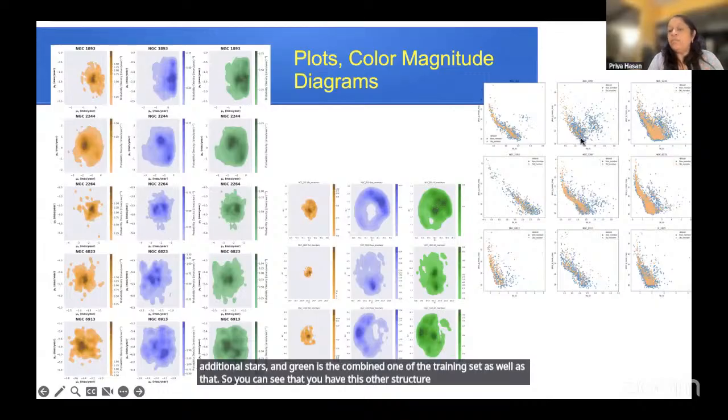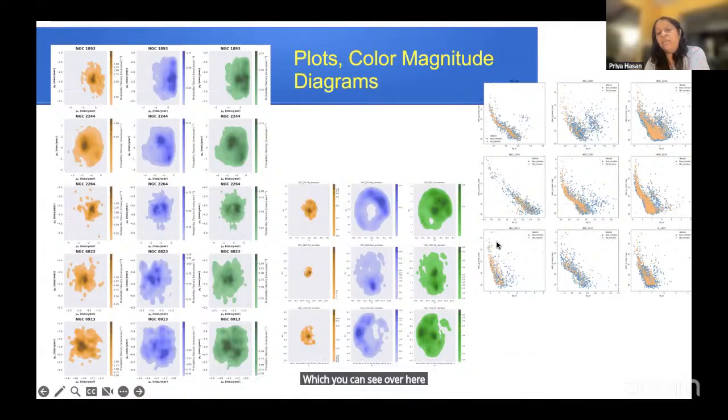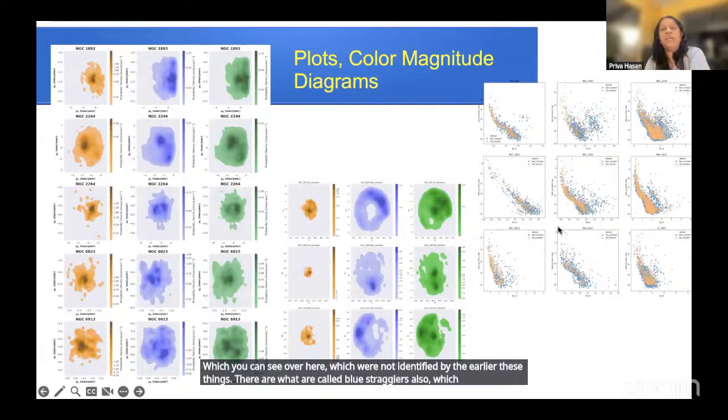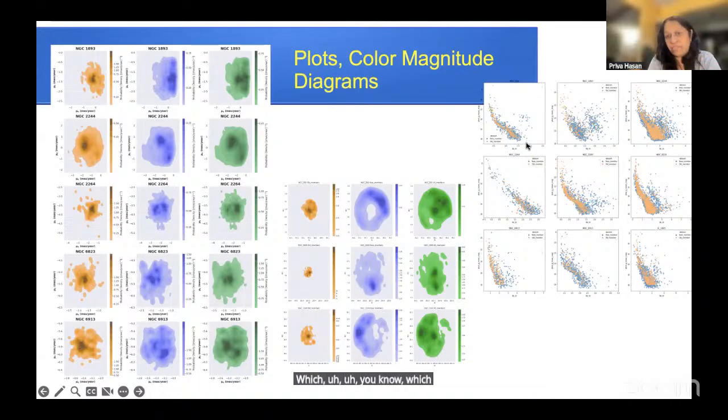The CMDs were also very, very useful because, for example, in this cluster, you can see the original CMD only had these stars, but once we added our additional stars, we see these new stars. Some of them are pre-main sequence stars, and you see these other variable stars over here, which were not identified earlier. There are also what are called blue stragglers, which are brighter than the topmost main sequence stars. So we can find blue stragglers, pre-main sequence stars, and various variable stars, which are members of these clusters.